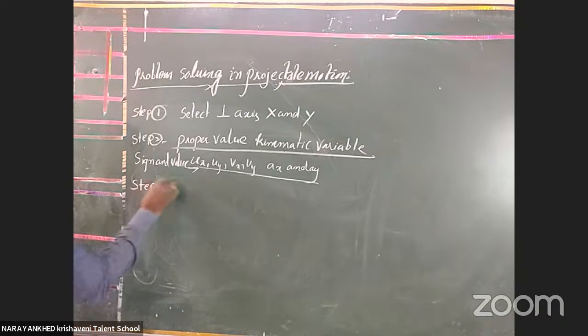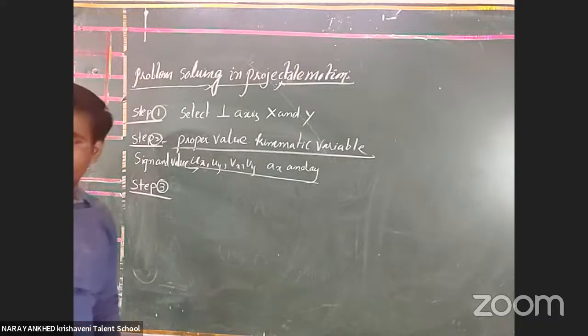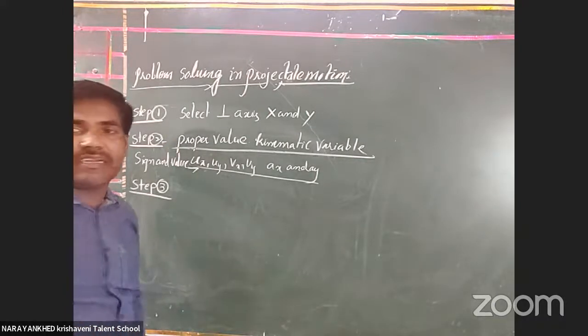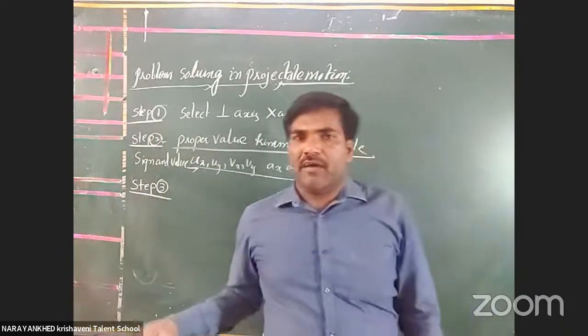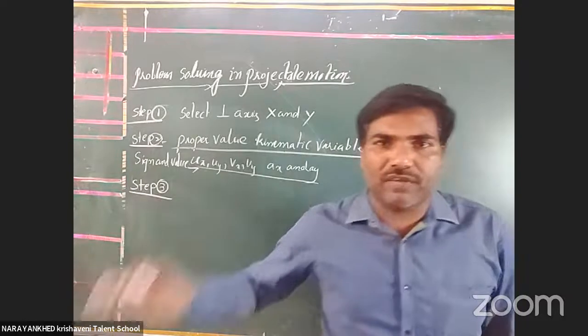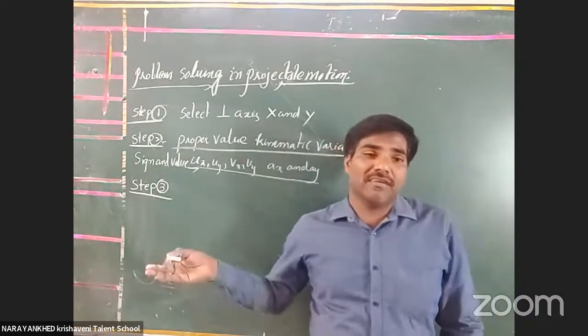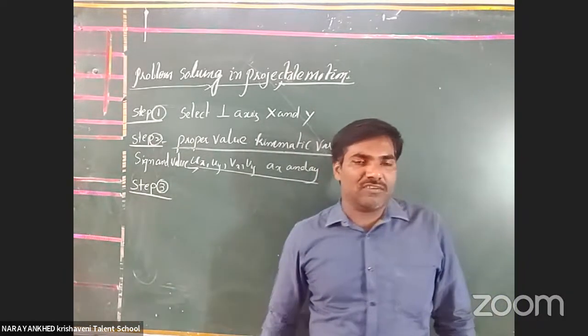Next, step 3. What do you have to consider in step 3? We have to apply the equations from the six listed above. Already we discussed it in the last class. What are the equations? vx is equal to ux plus ax t. Yes, vy is equal to uy plus ay t. Like that, yesterday we discussed six equations.